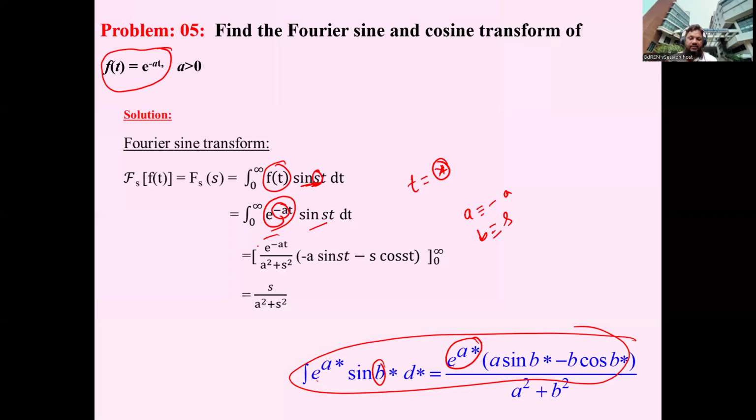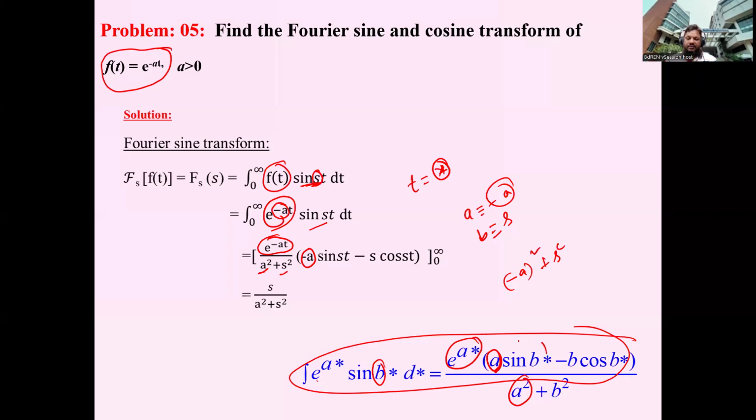We write here, divided by 1 by a square. a is minus a whole square, and b is s square. And that's why we write here a square plus s square. Then a is negative a in this problem. That's why we write a negative a.